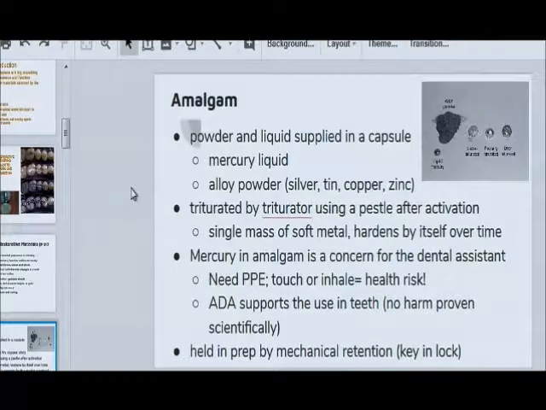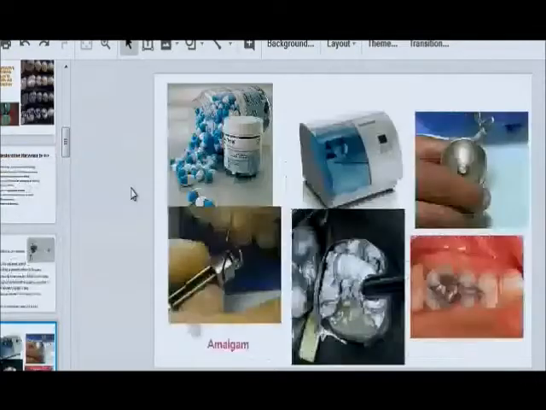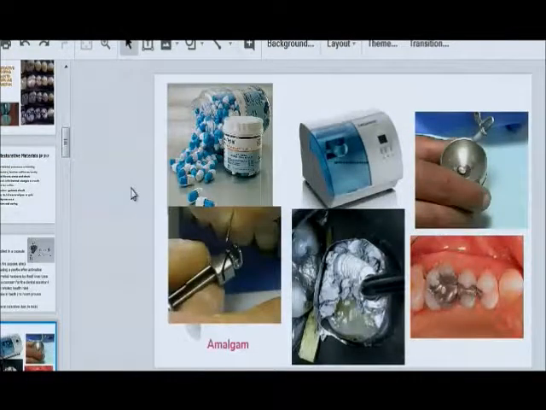It has been scientifically tested to not cause harm to us, and it's been in use for over 150 years. But there are some dentists and patients who prefer not to have the mercury in their mouth for many different reasons. And those patients will then want to move on to the tooth-colored filling material.